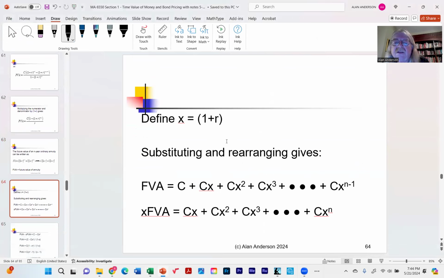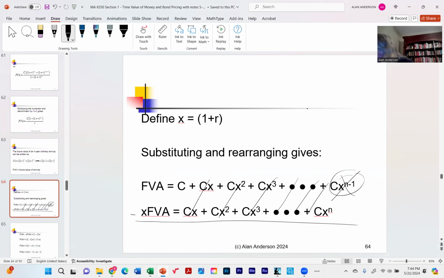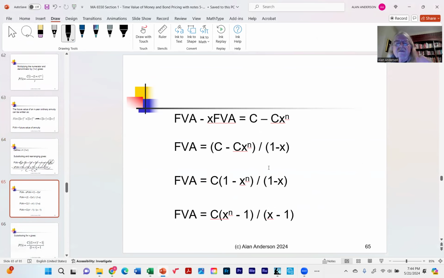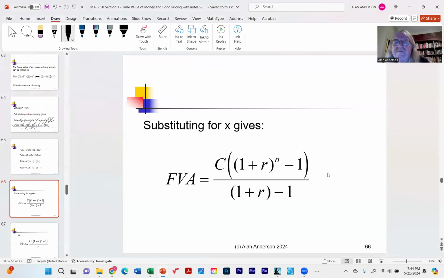So same thing, x is... no, oh no, sorry, this time x is 1 plus r. So once again, we use our clever strategy. Define FEA, x FEA, subtract. And you notice they'll all cancel out except these last two. And then we make the substitutions and we end up with our result. Okay, so that's all there was to it. And the great thing about this is it doesn't matter how many cash flows there are, 10, 20, 50, 100. It'll always be the same.